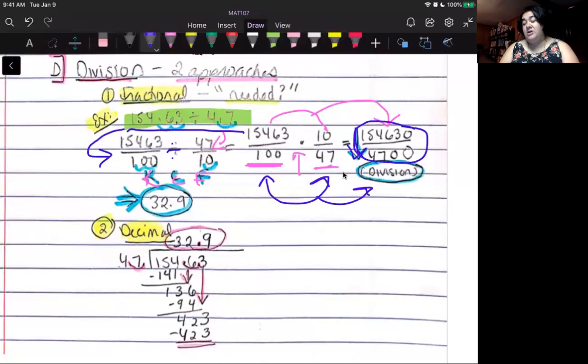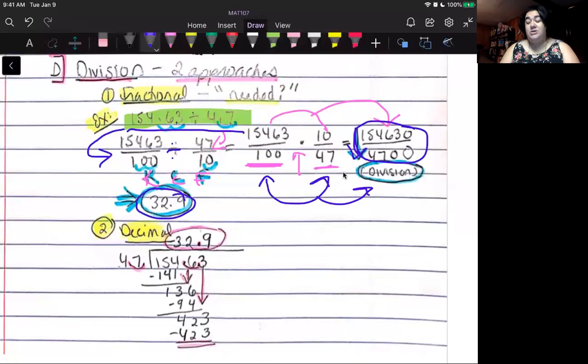Particularly when you're starting to get these fractions with really large numbers, I find that this is just the simplest. Read it from top to bottom as a division problem, put it into your calculator and go 154,630 divided by 4,700. And your calculator will tell you, oh, that's 32.9. And now you're back into decimal notation.